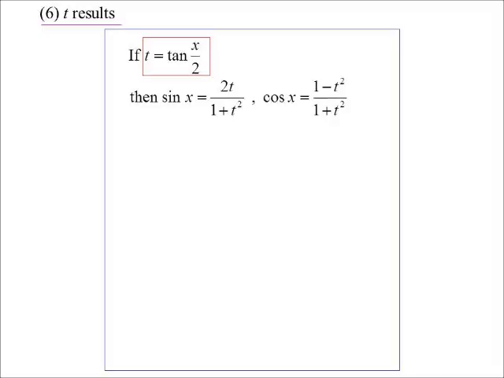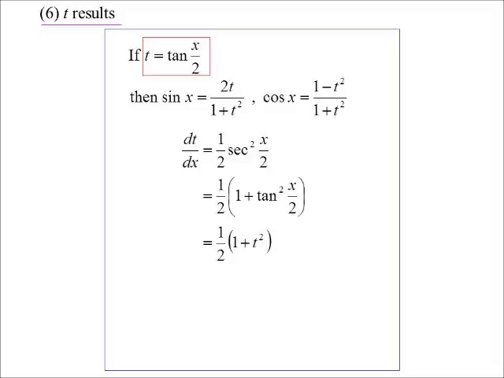Well, we know that sine x, I'll substitute in for sine x, 2t on 1 plus t squared. Cos x, I'll substitute in 1 minus t squared on 1 plus t squared. Usually these are integrals that involve sine and cos, but I suppose you could use tan as well if you wanted to. But really, substituting a t result in for tan, all you're really doing is using a double angle result, if you think about it.